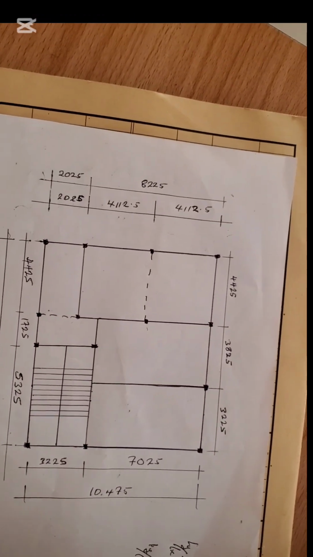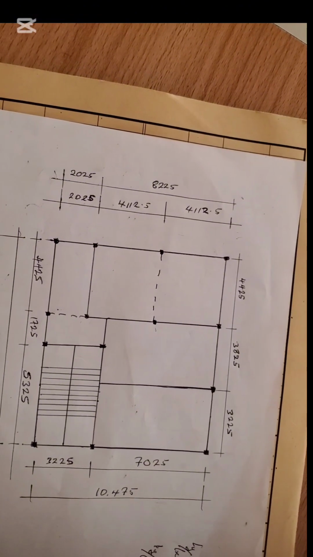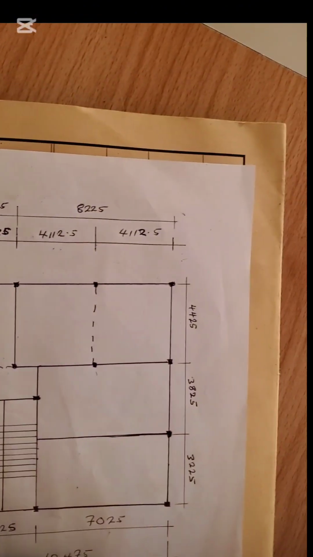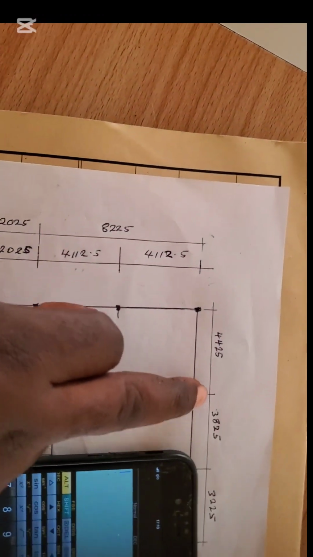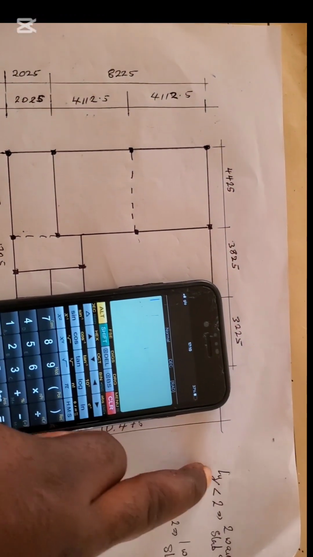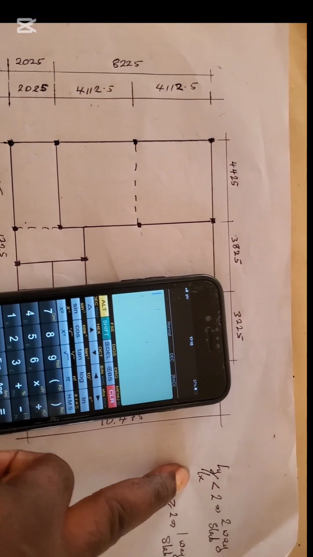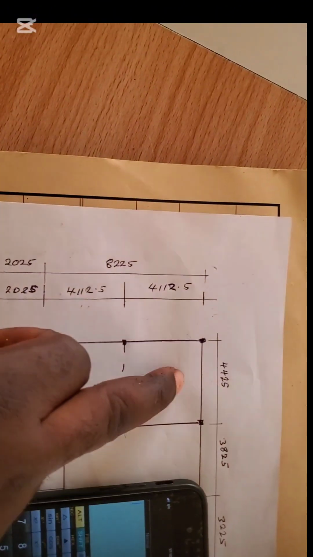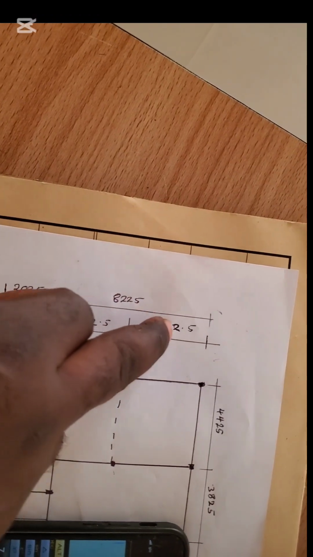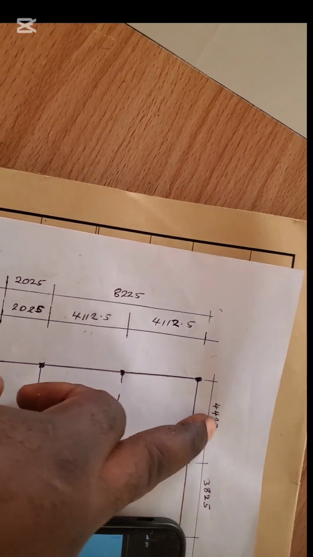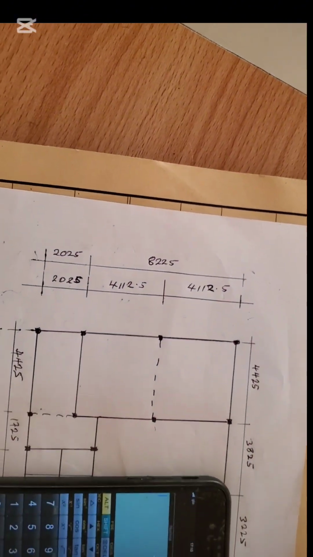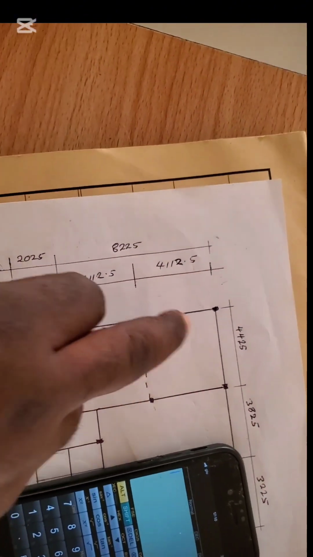Now from what we have discussed so far, we have a calculator here. This panel, the longer side, Ly means the longest span, Ls means the shorter span. So from this panel we have 4425, then we have 4112.5. It means that this 4425 is longer than 4112.5.